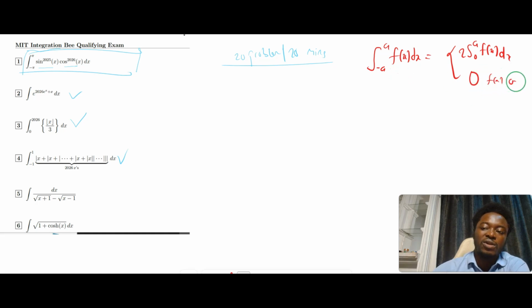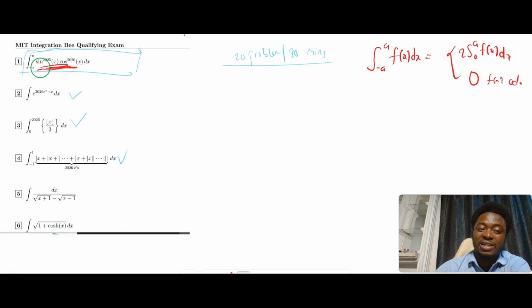So f of x being odd, this is our case now. When you get an integral over a symmetric interval, the first thing you need to check is if it is even or odd, no matter what, because especially these kinds of problems are designed to tell you to check if it is even or odd.